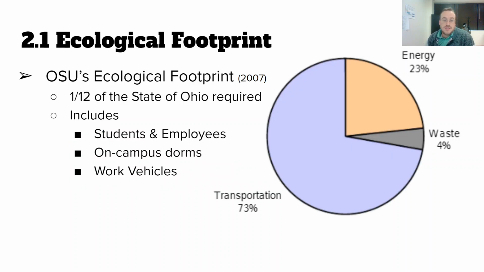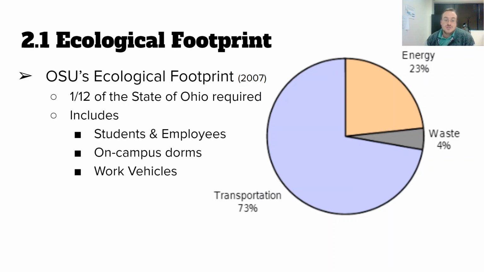So if we want to look at the Ohio State University's ecological footprint, a research study was done on this in 2007, and it found that for all of the materials and all the people and all the activities done by the Ohio State University over the course of a year, to support that much, you would need about 1/12 of the total land in the state of Ohio, which is a lot of land.